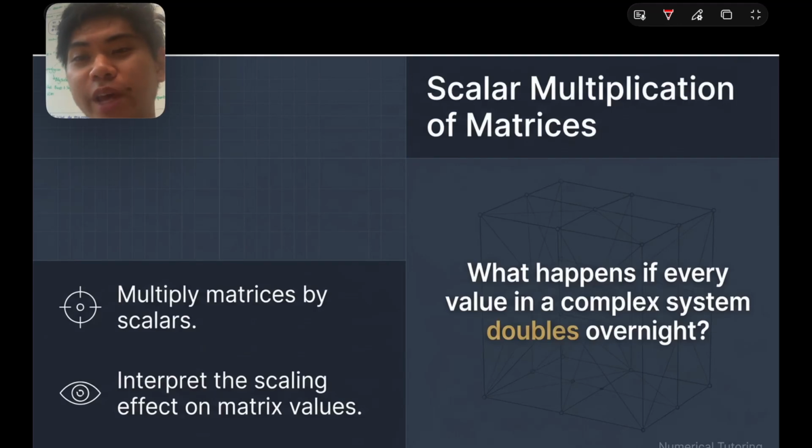Students often multiply only part of a matrix or misunderstand what a scalar does. For example, what happens if every value in a complex system doubles overnight? So by the end, you as students will be able to scale matrices correctly and understand the direct effect this has instantly.